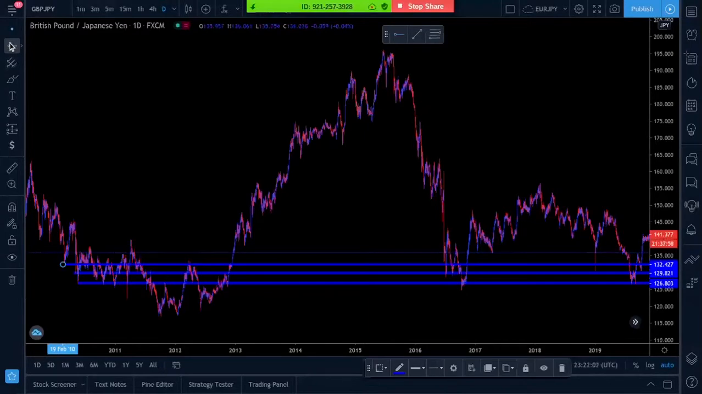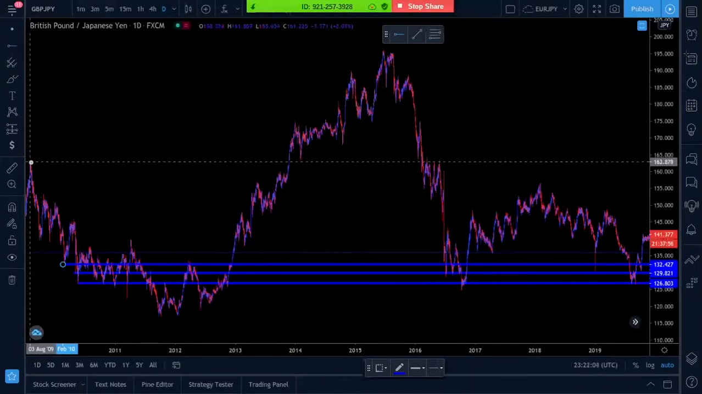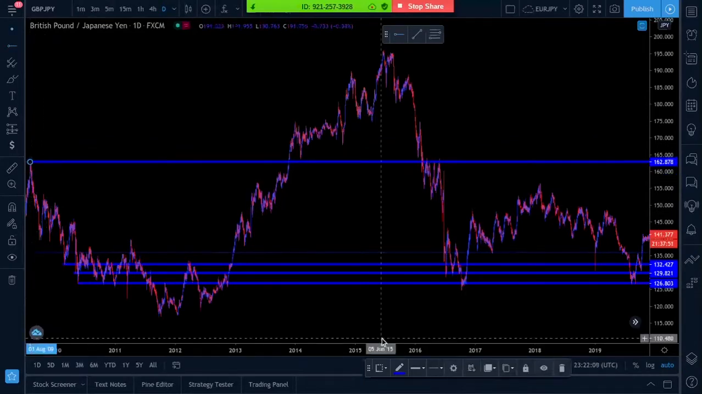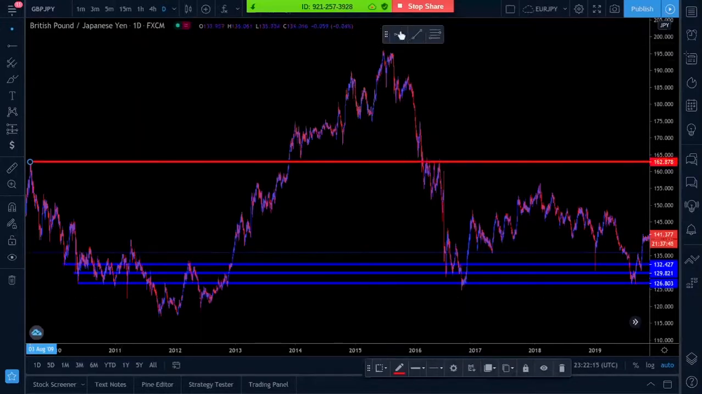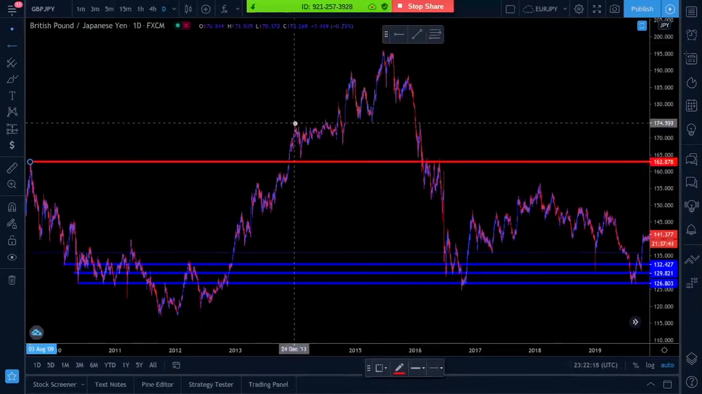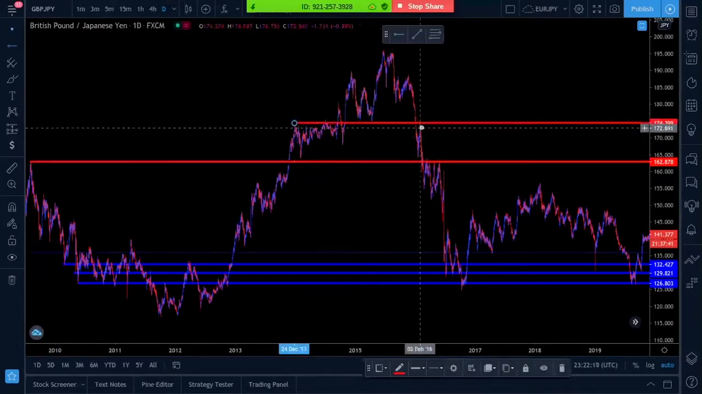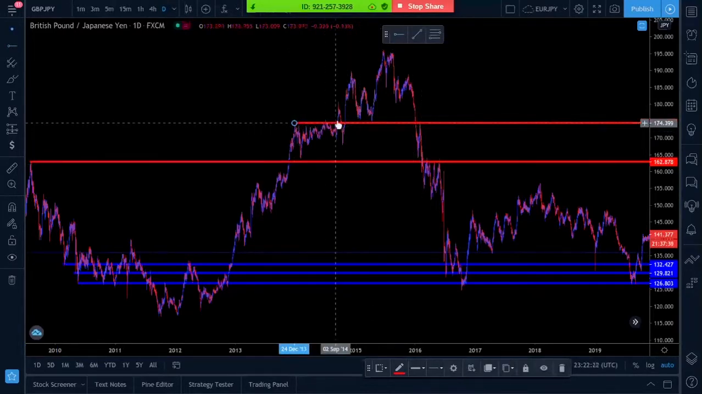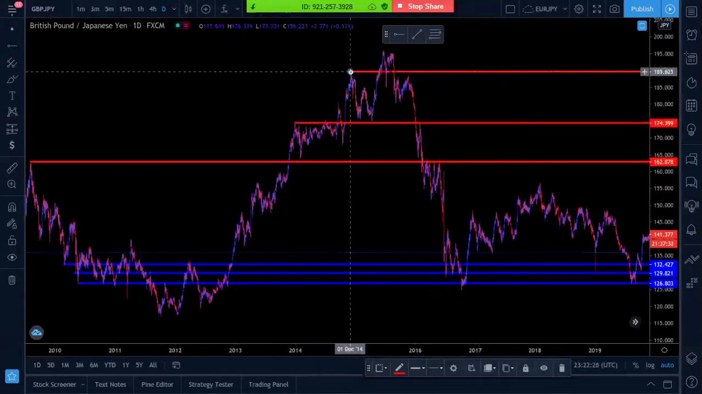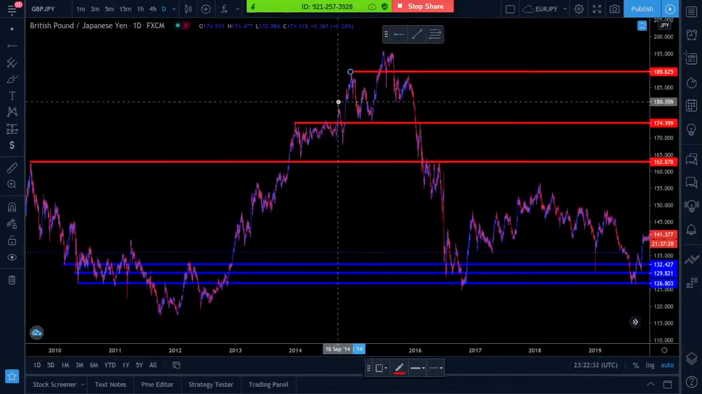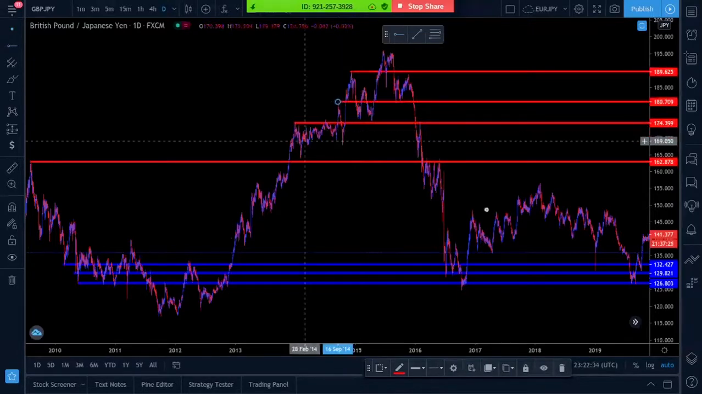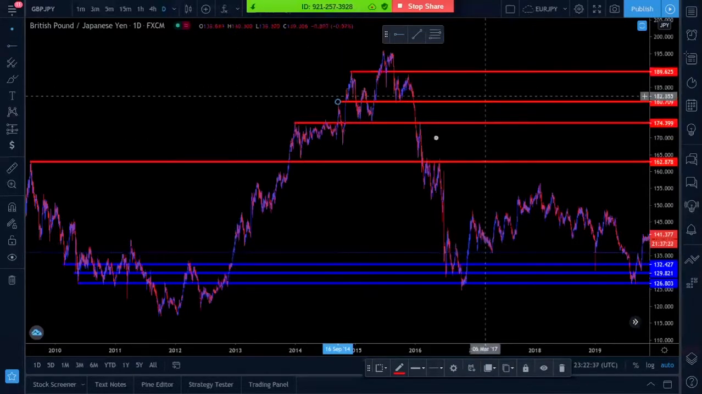So here is an example of what I do not do. This is a resistance. Price came all the way up here and dropped. Price came up here and dropped. As you can see, dropped, dropped. Once it breaks, it becomes the opposite. Price came up here and dropped. Price came right here and dropped. But again, this is an example of what I do not do.